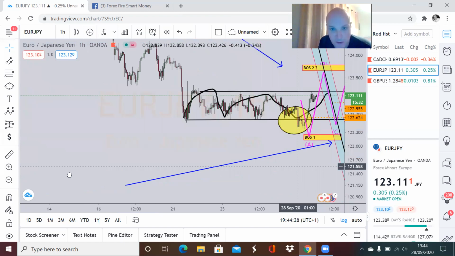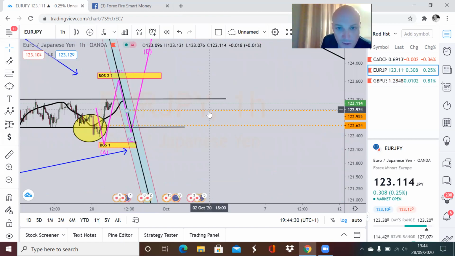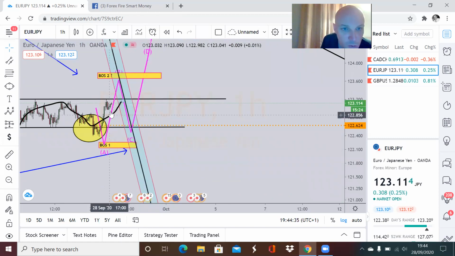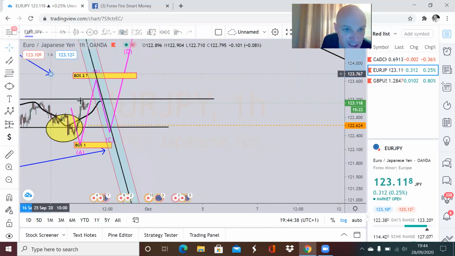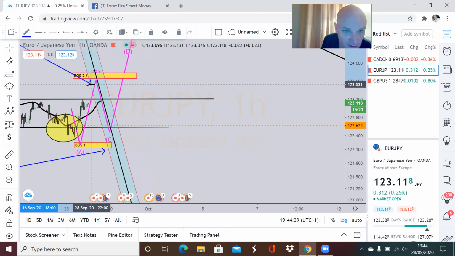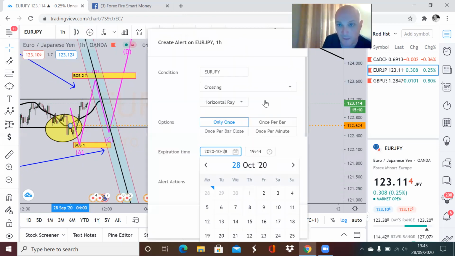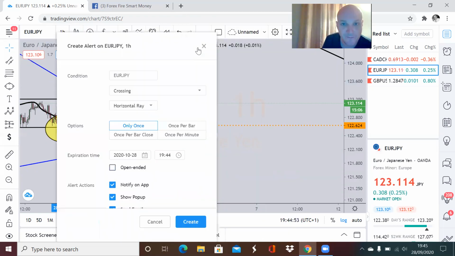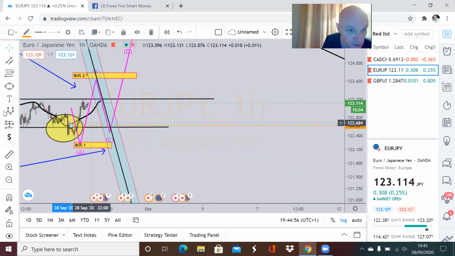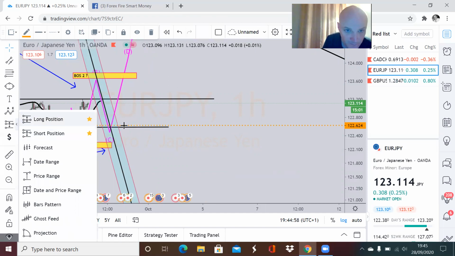I'll just scroll back out. What I'll do is I'll get rid of that. Again, you need to wait for this here to do an official breakout. Once we get the official breakout, you've got your BOS2. You would then, on here, set either an alert or an alarm for your entry. Now, didn't mean to do that. What we could possibly do, if we do get that breakout, you're potentially looking for the long.